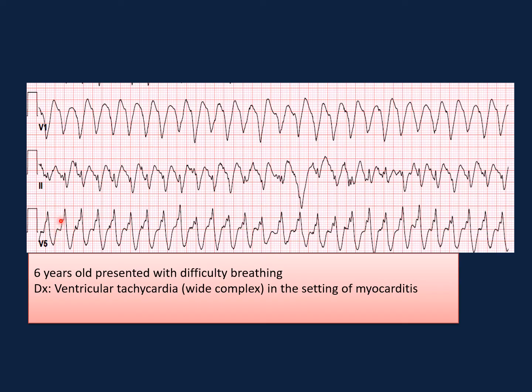Then you try to identify if there is any P wave. There is no P wave you are able to identify. Then we analyze the QRS complex, which is wide and bizarre. When the QRS complex is wide and bizarre, this is ventricular tachycardia.